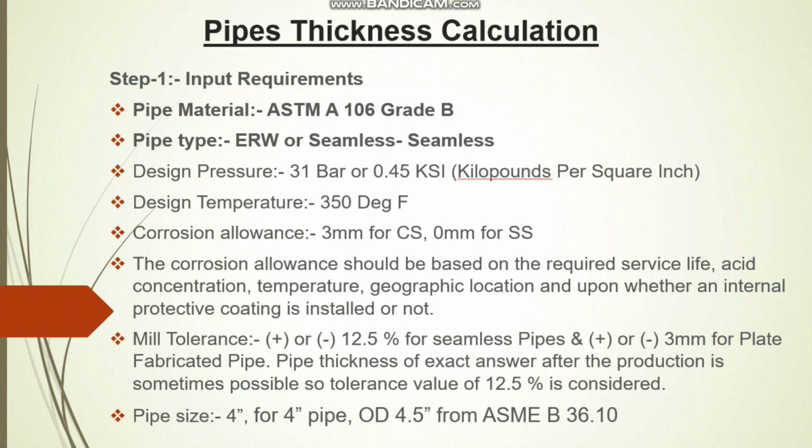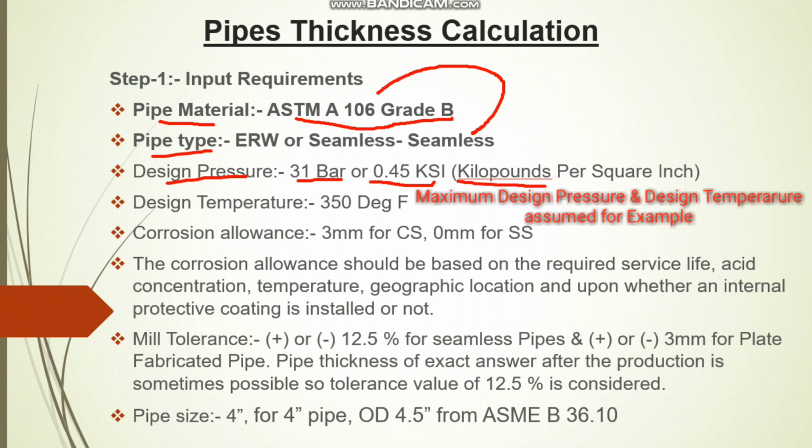So in this example for the thickness calculation, I have considered the below values. The pipe material I have considered is ASTM A106 Grade B, and the pipe type is normally seamless pipe. The design pressure for this system, 31 bar or 0.45 KSI, I have considered. KSI means kilopounds per square inch, and the design temperature for the system I considered 350 degrees Fahrenheit.